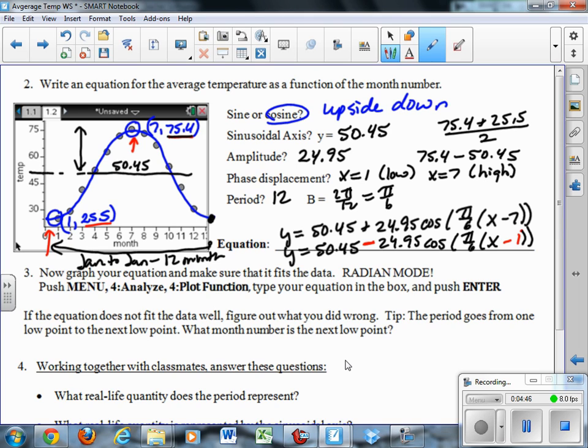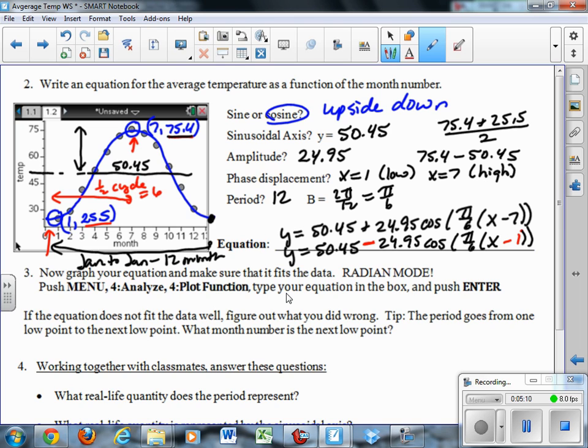Anytime you have a high point and a low point, you know you can find all of this information, because from the high point to the low point, from the low point to the high point, either one, tells you half of a cycle. So from 1 to 7, that's half of a cycle. And so I can always double that to find the period. Half cycle equals 6.